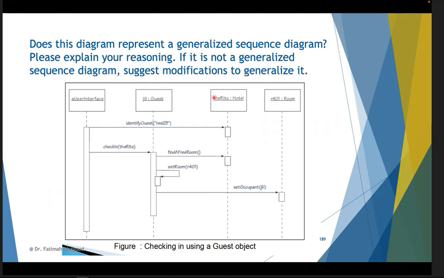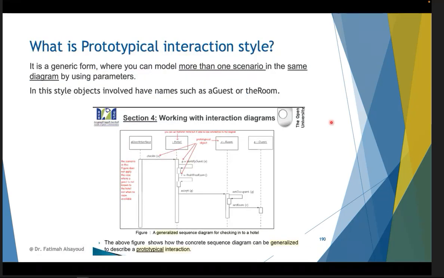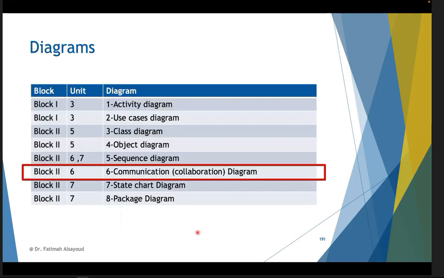How do we make it generalized? We say a guest, the guest, a hotel, the hotel, or H. So if you get something like this, you need to write down the explanation, and then you make it, yes, exactly, prototypical objects. This is how we explain a generalized diagram or use describable prototypical interactions. You already have this in your slide.